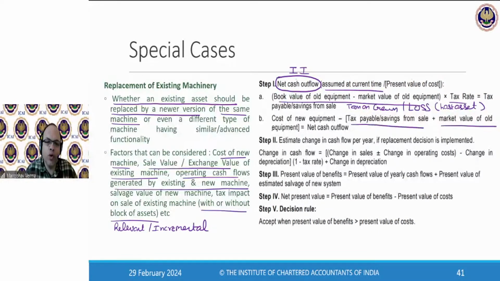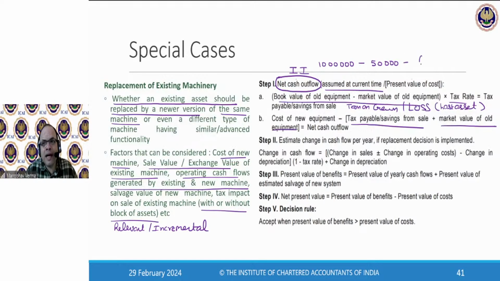Plus the market value of the old equipment. That's your B point, after adjusting the calculation of A point. So basically what we're trying to say is, let's say I have invested 10 lakhs here and I am selling the old asset for 50,000. But the old asset's value, it was the last asset in the block. The old asset value was 30,000.